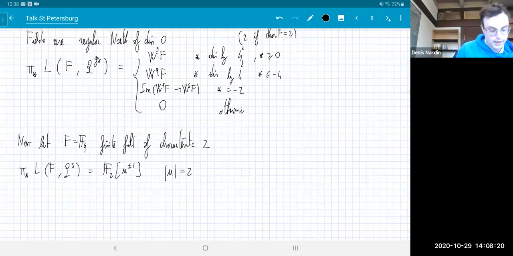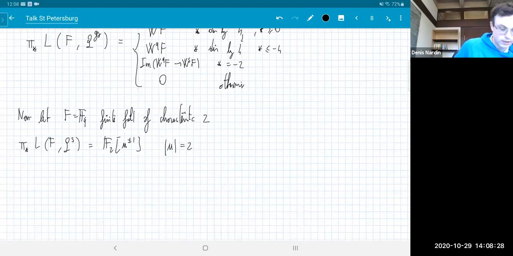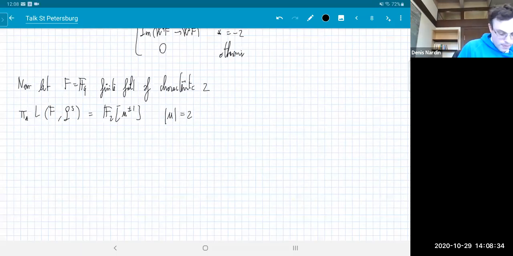So now, for example, you can see that the symmetric thing is just this Laurent polynomial ring, just F2 in every degree, because the Witt group of a finite field is always F2. It's not hard to prove. It's completely determined by the rank.